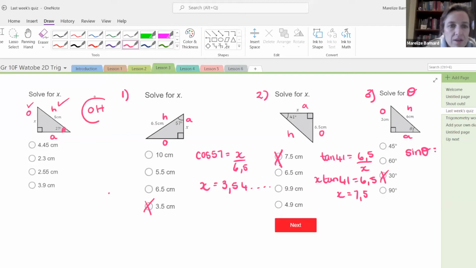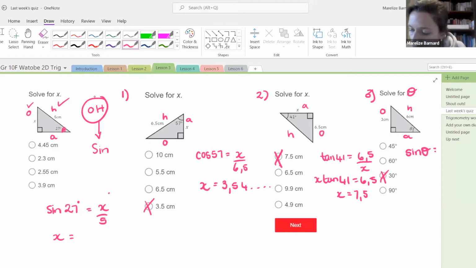Opposite and hypotenuse, that trig ratio is sine. So we do sine of the angle that is given, that's 27, and that's x over 5. And we times by 5 on both sides to solve for x. So we go on our calculator, 5 times sine 27, and we get 2.269, lots of decimal places, which we are going to round to 2.3. Well done.